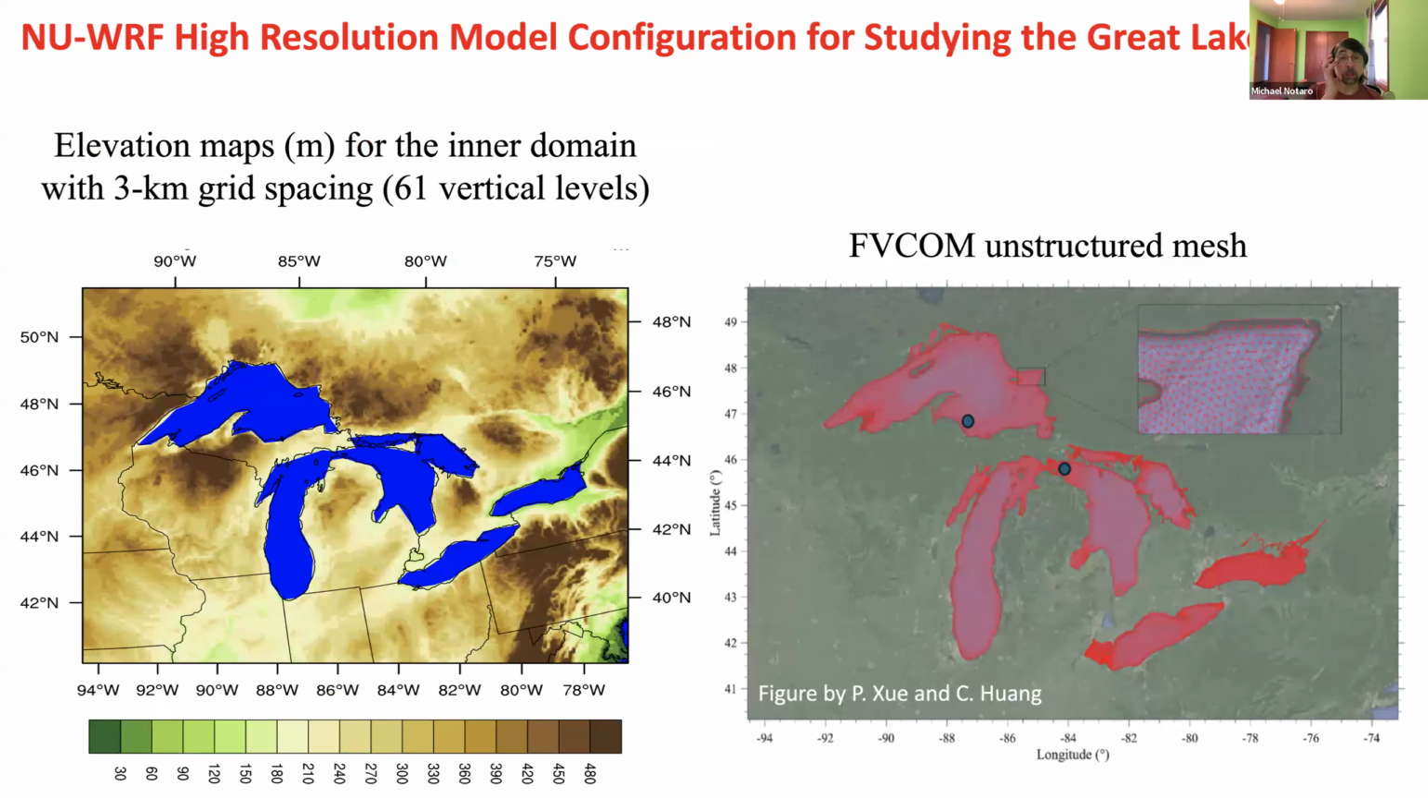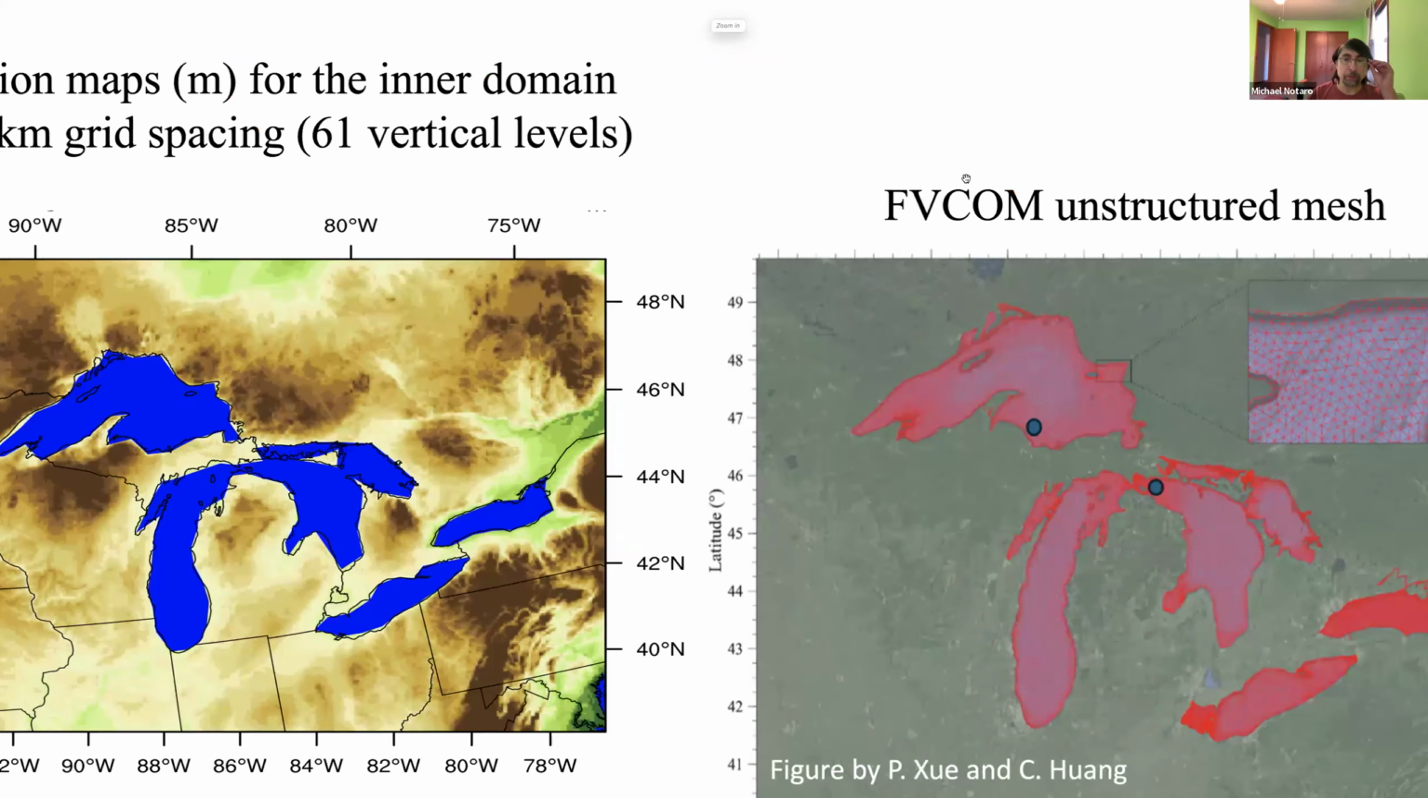And if you zoom in a little closer, this on the left is the representation of the topography or elevation. And then on the right is an example of the structured mesh or unstructured mesh within FVCOM. So ultimately, the grid within FVCOM for the lake model is more detailed in regions where you expect more complex features, for example, along the lake shores. Next slide.